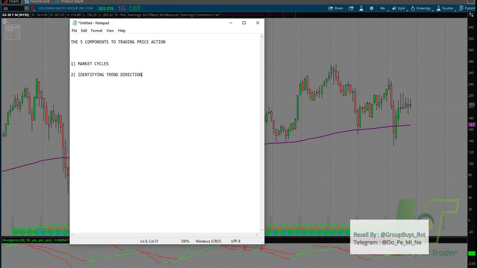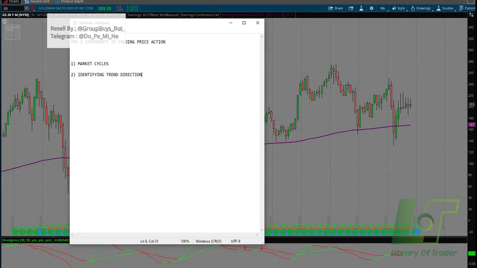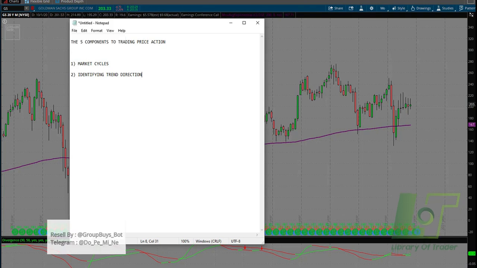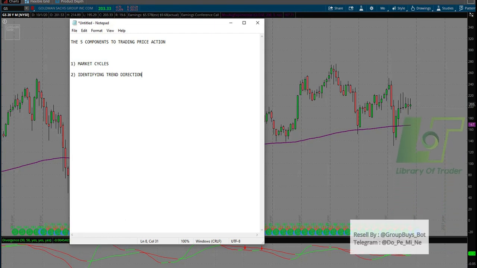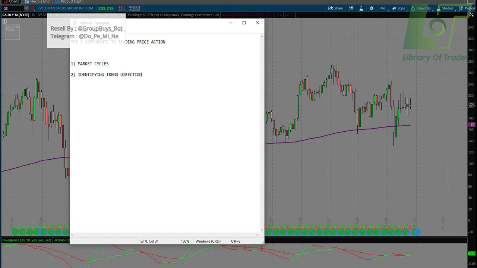And that is simply learning to identify whether we are in a trend and what type of trend we are in. Are we in an uptrend or up leg, i.e. bullish trend? Or are we in a downtrend or down leg, i.e. bearish trend? And we'll talk about clues that can give us an indication of when that trend is changing from either bullish to bearish or bearish to bullish.